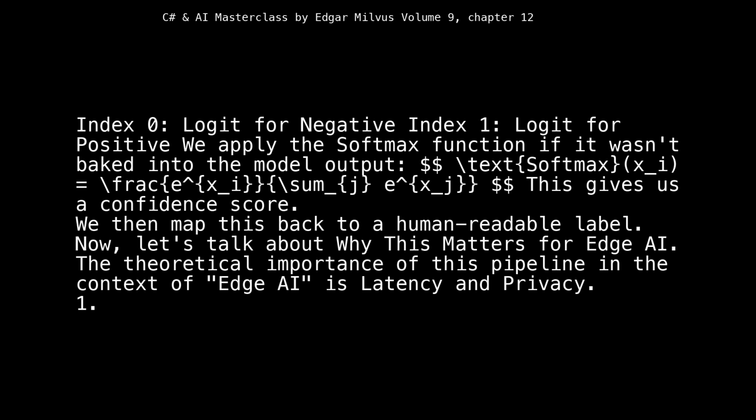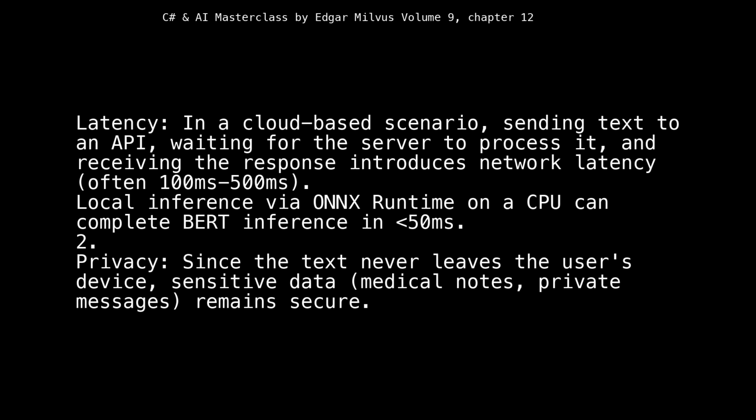Now, let's talk about why this matters for edge AI. The theoretical importance of this pipeline in the context of edge AI is latency and privacy. 1. Latency. In a cloud-based scenario, sending text to an API, waiting for the server to process it, and receiving the response introduces network latency, often 100 milliseconds to 500 milliseconds.